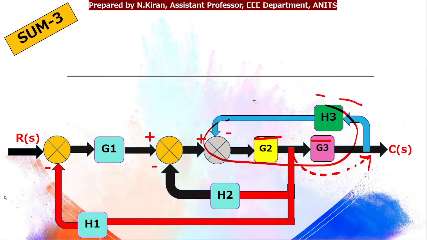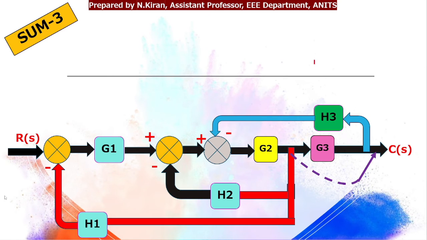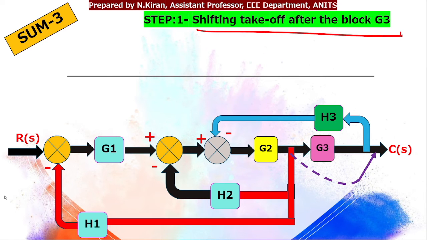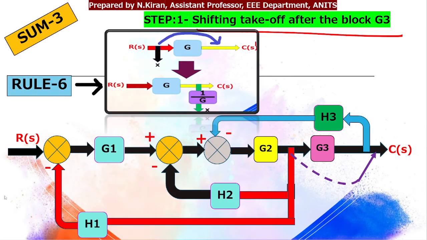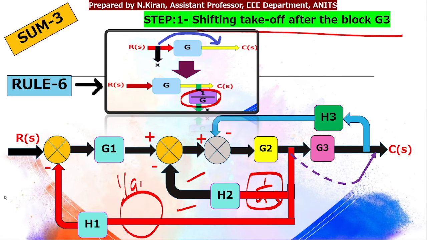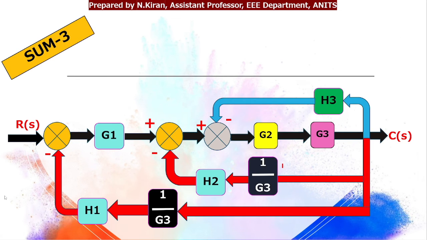Okay, so here let me erase this. So in the first step, I am shifting my takeoff point after the block. Let me give you the rule number 6. So after shifting the takeoff point, my takeoff point should get multiplied by 1 by g. So here the takeoff point has two feedback loops, isn't it? So here we will get 1 by g3, and here also I need to replace 1 by g3. So in the next step, I have multiplied 1 by g3 in both the feedback loops that are connected to this takeoff point.